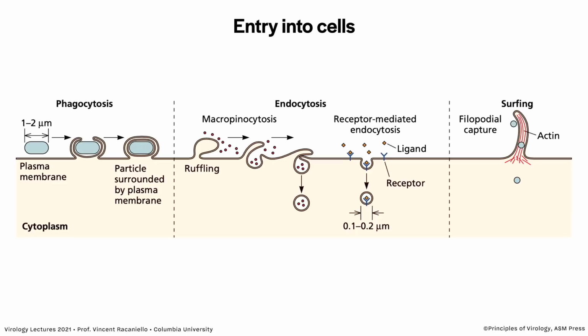Cells, of course, have mechanisms for taking up materials from the extracellular fluid, and they're diagrammed here. Phagocytosis is used by some cells to take up big particles, like 1 to 2 microns, like macrophages and dendritic cells and so forth. They can take up bacteria or big particles. And this is not what we're talking about today. We're talking about the next process, which is endocytosis, by which cells take up small molecules.